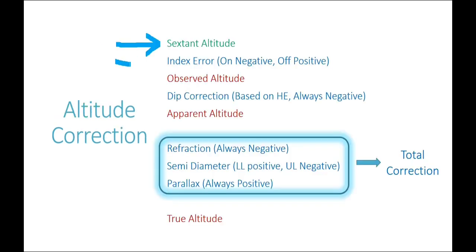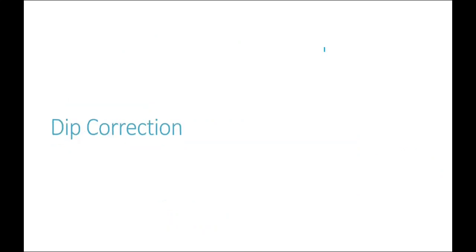Again, as I told you, index error is provided to you in the question itself. They will tell you whether it is on or off. So you will just pick up the value from there and you will apply it. After that comes the dip correction. Dip correction is obtained from the almanac. So if you have the almanacs with you, you can just open up.